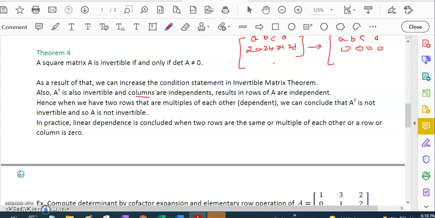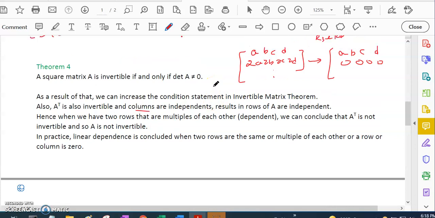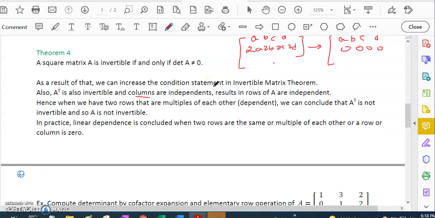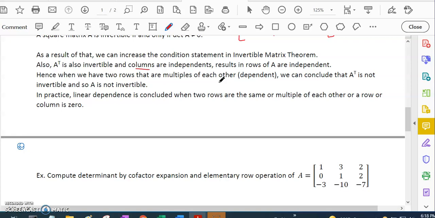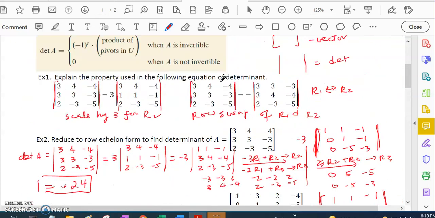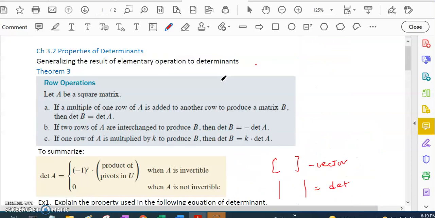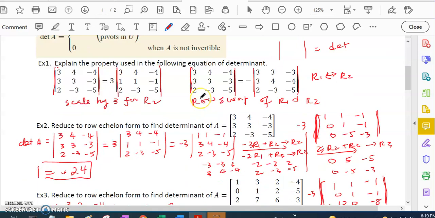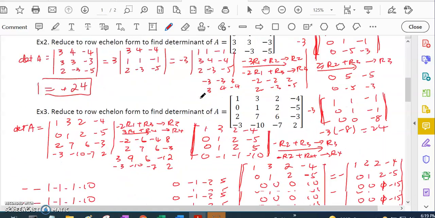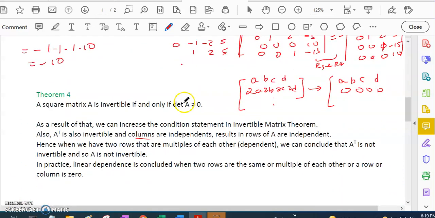Continue with discussion of the theorems related to determinant of a square matrix and how they relate to elementary row operation and other stuff. So we have two theorems that we introduce here. Theorem 3 is elementary row operations. If you do elementary row operation, you can actually figure out the determinants.